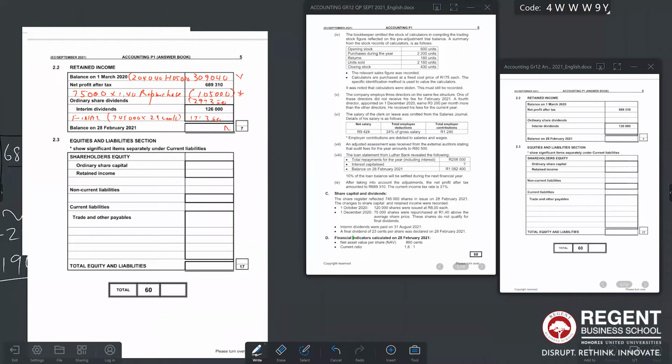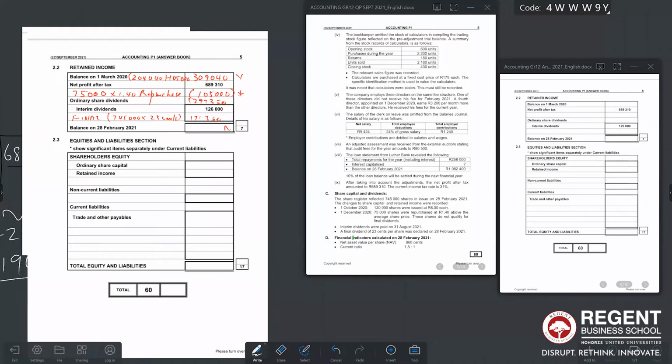Okay, so now I've got my ordinary share capital note. It's virtually done. My balance at the beginning was 309,040. Add the net profit after tax of 689,310. Then minus the 105,000, minus the ordinary share dividends, which is made up of interim plus final of 279,350, and give me the balance at the end of the year. Work it out.